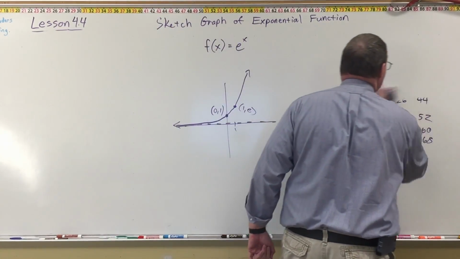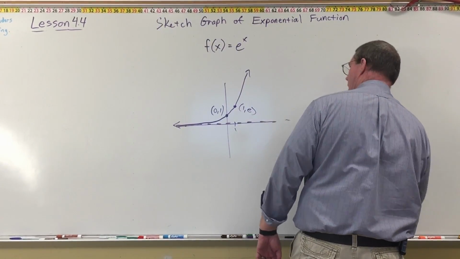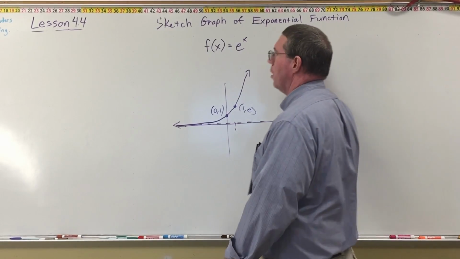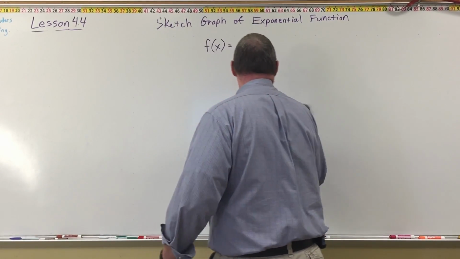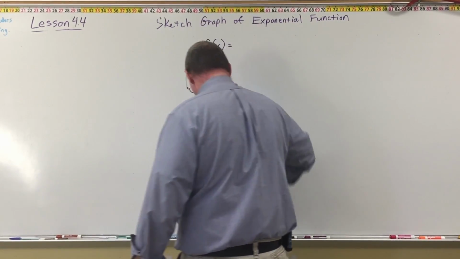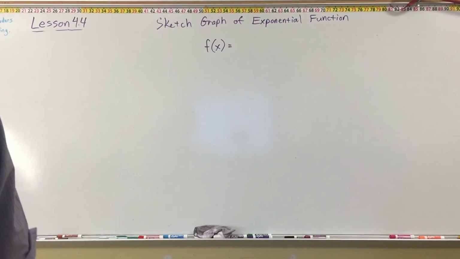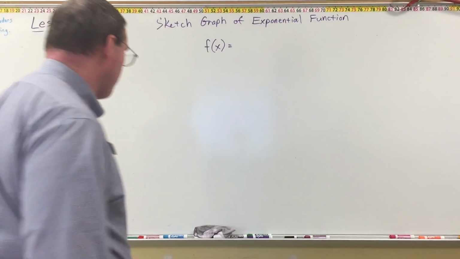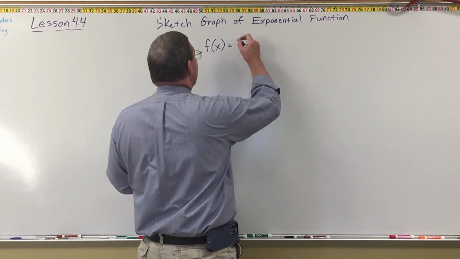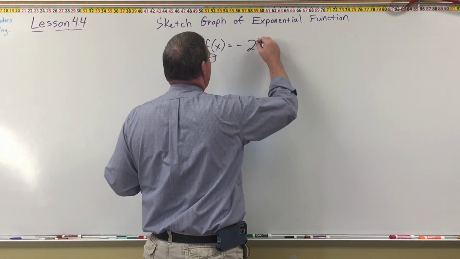All right, so can we try a couple more now? Do one where it's negative, and then we'll do one where we plus or minus. Is that cool? All right. Let's do number 3 or 4. Should we do 4? What do we got? Negative 2 to the x power. We're going to do it the exact same way.